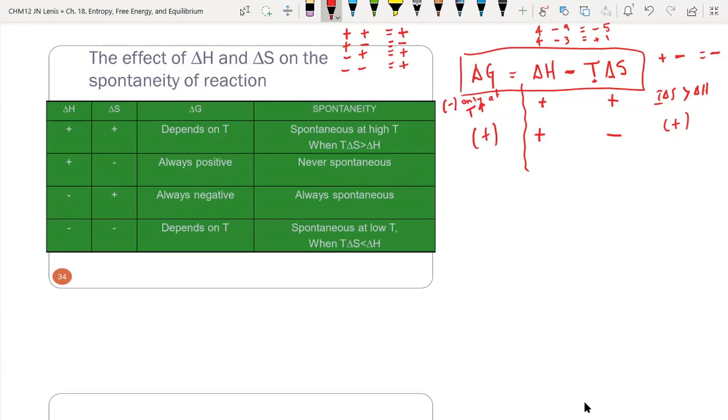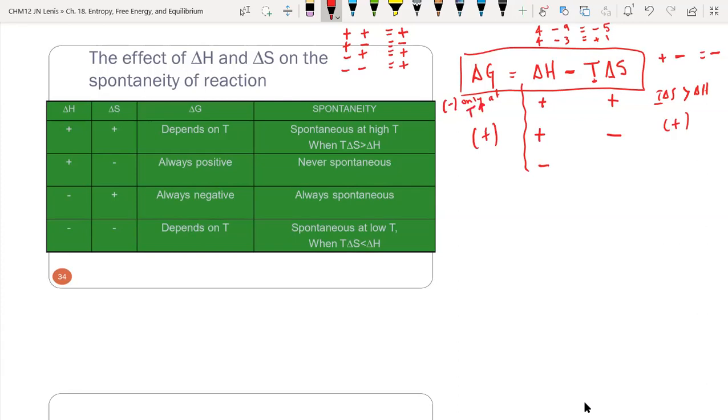So when you see a reaction where delta H of the reaction is positive and delta S of the reaction is negative, you know that reaction will not occur. No matter what you do with that reaction, it will not occur, will not happen in this part of the universe. What about the next combination?